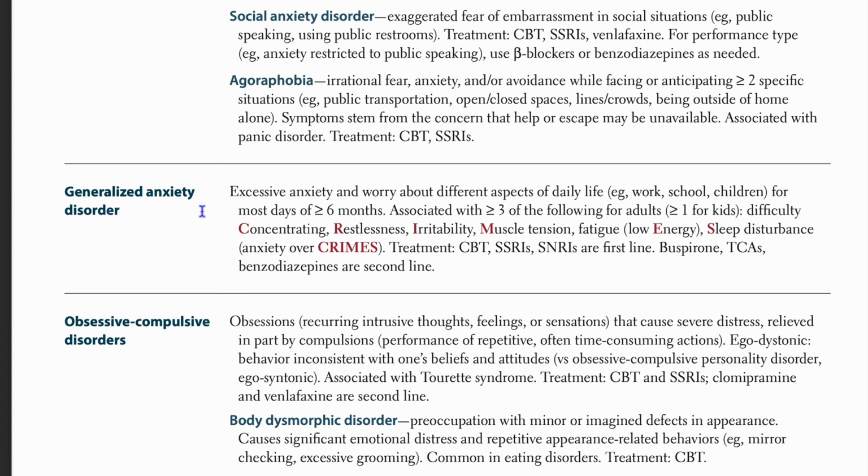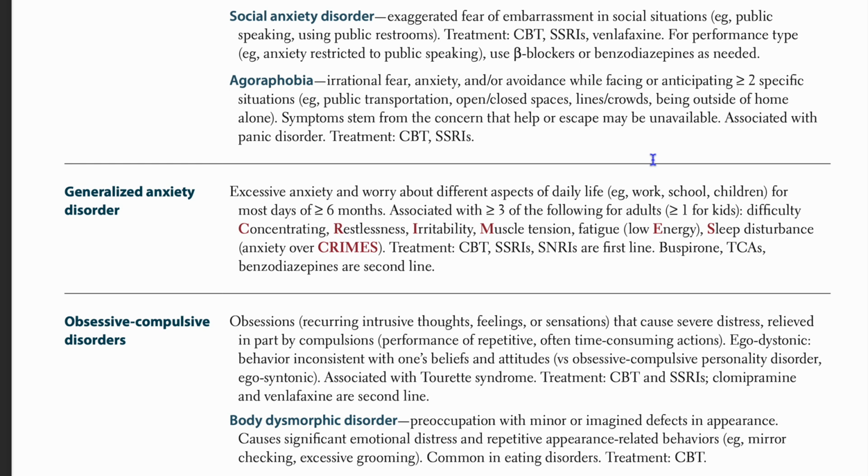Generalized anxiety disorder. This one is more mature in the sense that they know about it and they're concerned about what it's doing to them, but they can't help it. So it's excessive anxiety and worry about different aspects of daily life, like work or school or children. And that's what the scenario will be about. That this person is worried they won't be able to finish the work before the deadline. They gotta bring the kids back home from school, and something like that. And this is going to be for most days of 6 or more months.